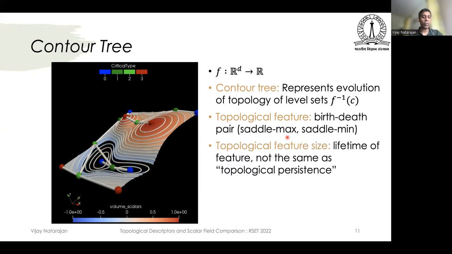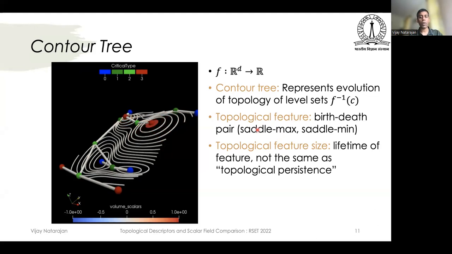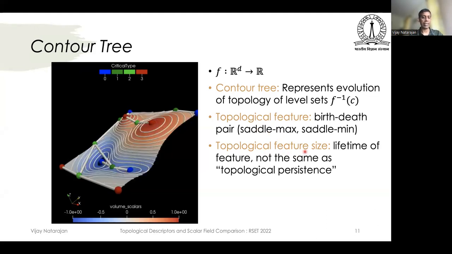The size of this feature, the mountain, can be measured in different ways. We like to measure it using an analogy of lifetime. So during the sweep, we want to look at how long this particular feature was alive. So for example, this feature was born at the saddle and it dies at the maximum. So hence the topological feature size is the function value at the maximum minus the function value at the saddle. So this is called topological feature size.